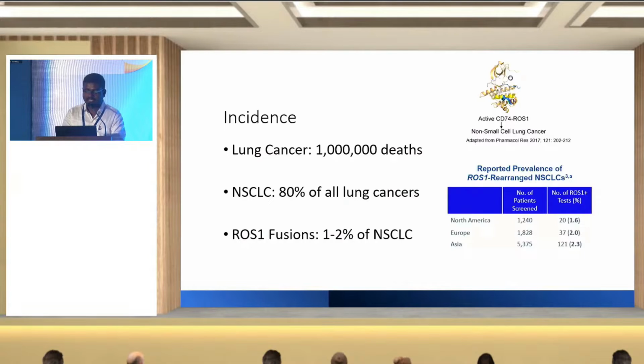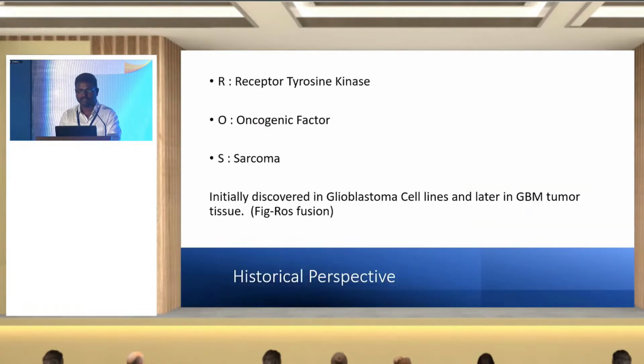So we know that nearly 3 million deaths occur annually across the globe due to lung cancer, and NSCLC accounts for 80%, and ROS1 fusions account for 1 to 2% of NSCLC. When we see the incidence across various parts of the globe, the incidence is nearly 1 to 2%. In India, it is slightly higher. We saw the Rajiv Gandhi data of 2.8%.